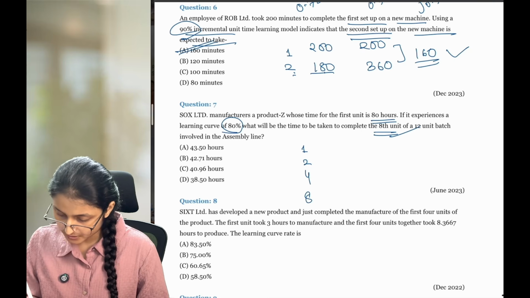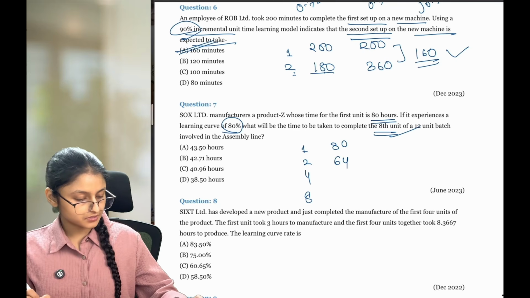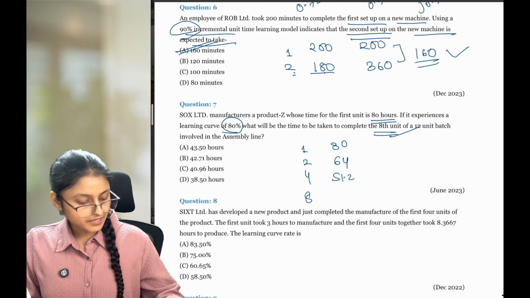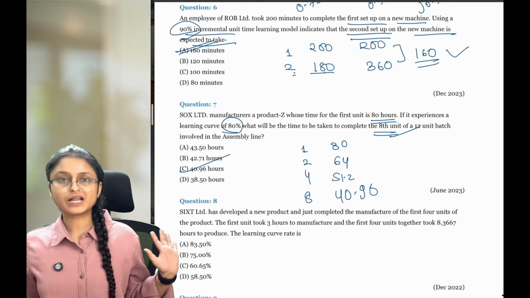1, 2, 4, 8. 80 hours is the time period for the first unit. 80% of this is 64. 80% of 64 is 51.2. 80% of that is 40.96. So 40.96 is what we have to calculate here.